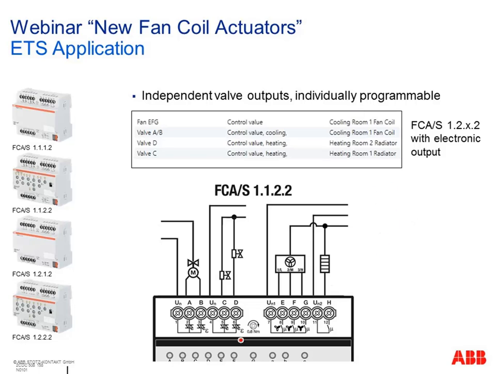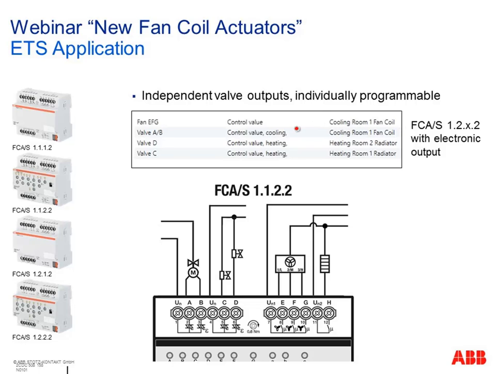We have, here in this case, FCAS 1122, 4 electronic outputs, you see it here, A, B, C, D, to control either electrothermal valve drives or motor valve drives. And here a constellation we can program now, together with these new components, we couldn't program before. Let's have a look. AB is programmed for controlling electromotor valve drives. You see it here in this communication object, valve AB. Control value cooling for a fan coil unit in room 1 for cooling.